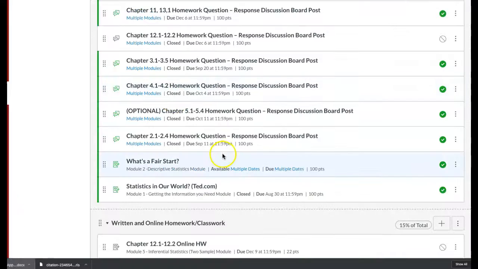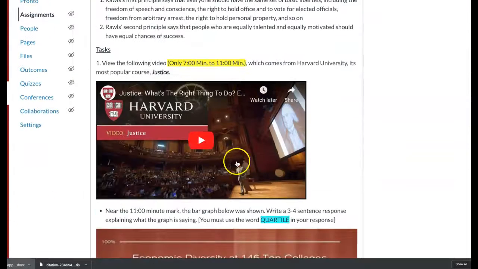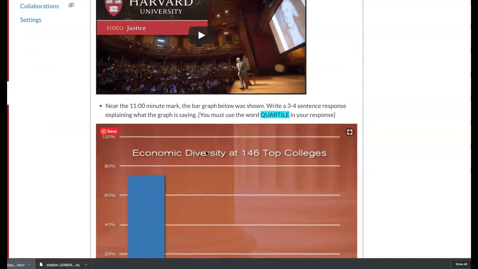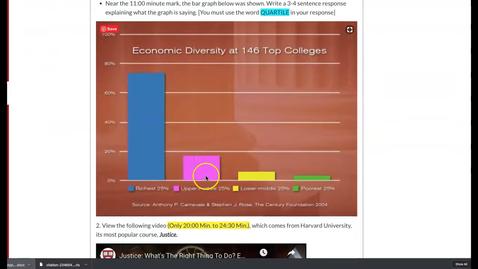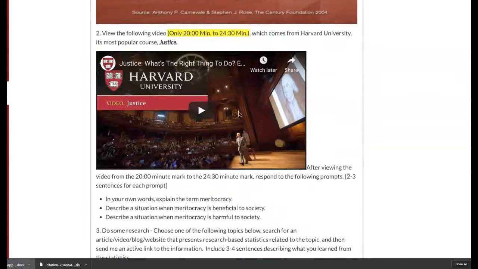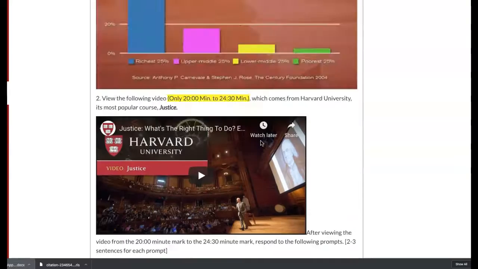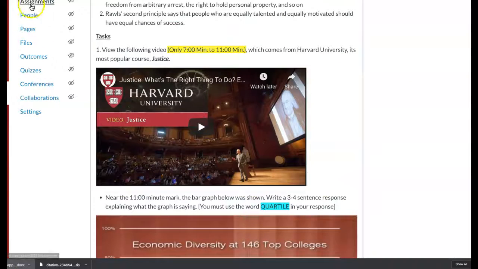Other ways I try to connect to them: here's an example of what's a fair start. I use a lecture from a Harvard course. They take a few minutes. It's called What's the Right Thing to Do, and they answer some questions. This one focuses on income inequality and access to top colleges, and students answer some questions and then connect it to the statistics we were learning about at that time.